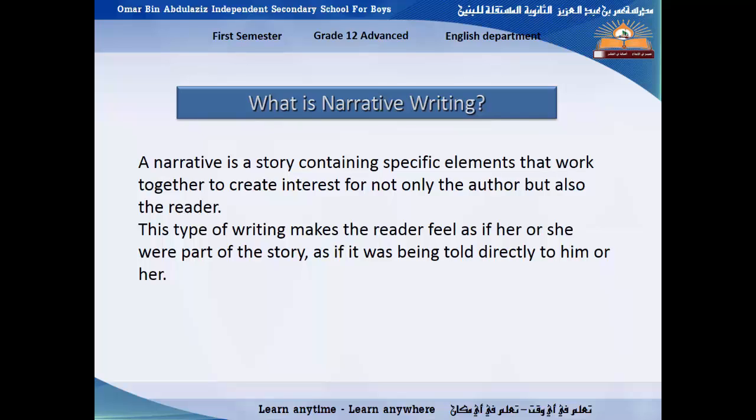So, in brief, by narrative we mean a kind of story. So when we say write a narrative, it means to write a story.